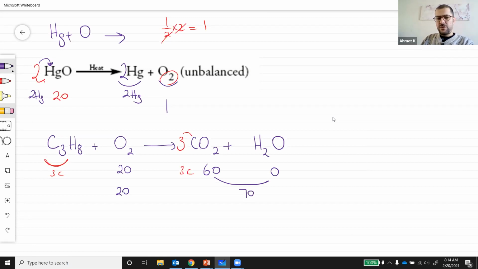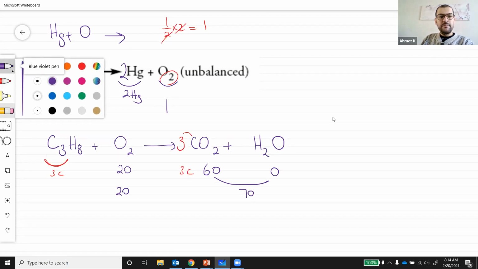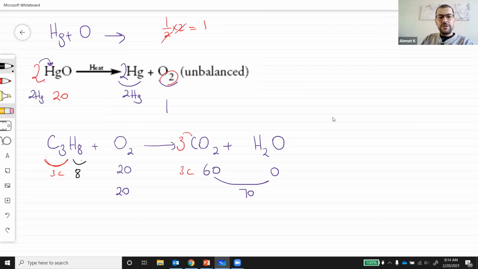So let's leave the oxygen for now, and let's look at the hydrogen. Let's balance the hydrogen first. And if I pick another color, so we have 8 hydrogen here, and over here we have only 2, right? What do I need to do? I need to play with the coefficient, right? Which number should I put? 4. 1, 2, 3, 4, right? Good. Because 4 times 2 is 8. Now the hydrogen is taken care of, correct?